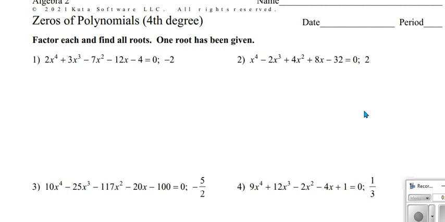If you happen to hear some Peppa Pig in the background, that's because my kids are watching Peppa Pig so that I can teach you some math.